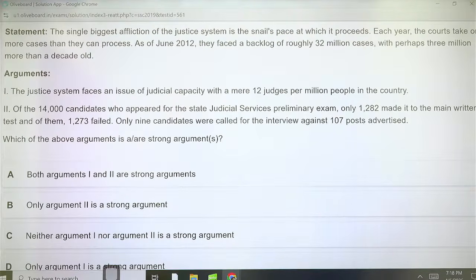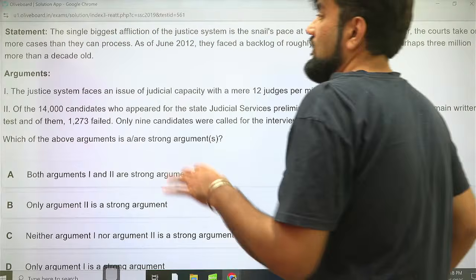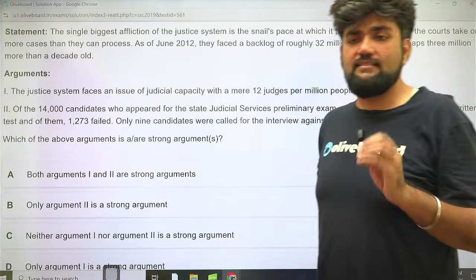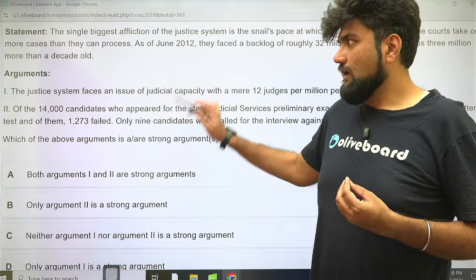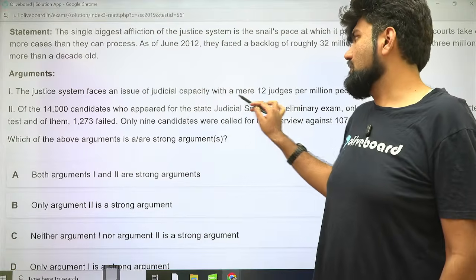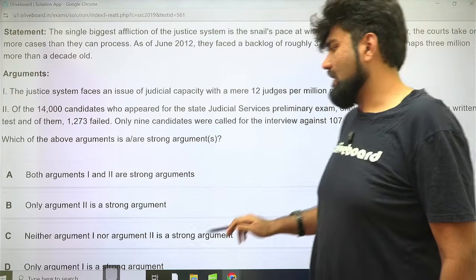The argument says the justice system faces an issue of judicial capacity with a mere 12 judges per million people in the country. The argument implies that. Is the argument strong or weak? That's what we need to check. Now, this argument has a premise with it.